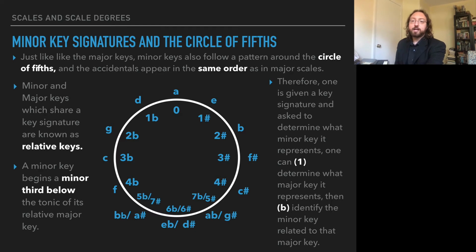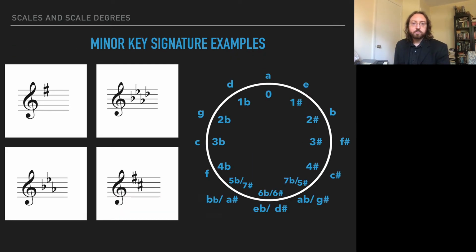So let's try that strategy out here. Now I do have the circle of fifths on the right hand side for us to check our work, but let's imagine that we didn't have that for a second. Here we have 1 sharp in the key signature, our top left example. 1 sharp, F sharp in the key signature.